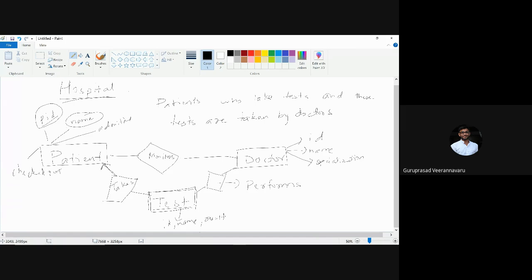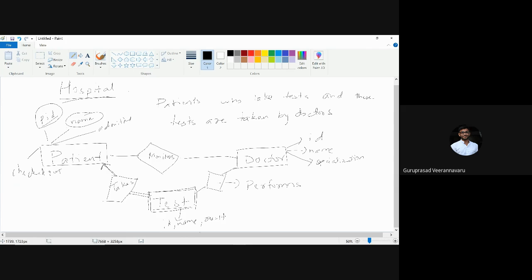And if an entity cannot exist without the relationship, like patient is always needed for a test, then what we do is add a double line. This is called total participation. What total participation means is, if I want to conduct a test, I'll always need one patient to conduct the test, right?